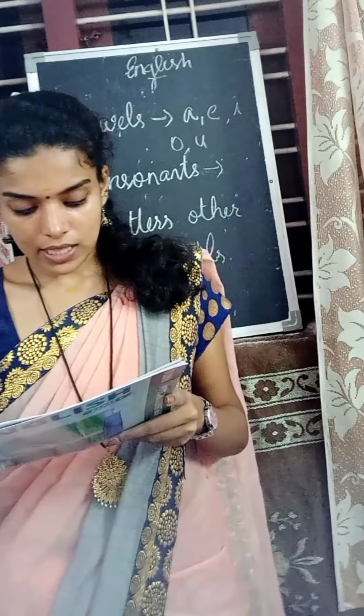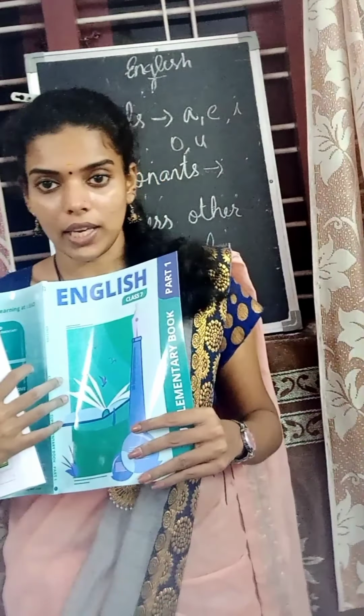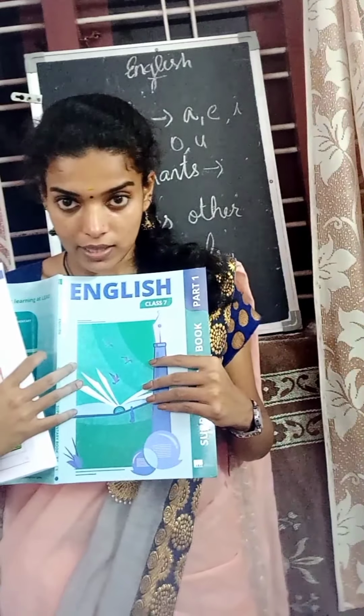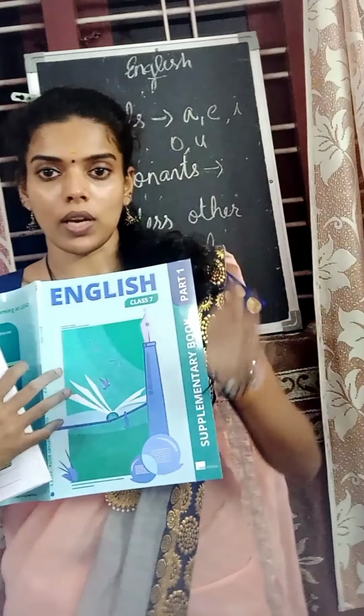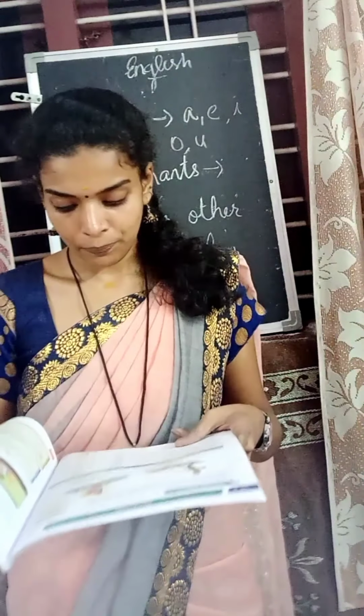Box, boxes. And the third rule: if a noun ends with the letter Y after a consonant, we replace the Y with IES. If the noun ends with Y, we need to replace the Y and add IES. So family, families; fairy, fairies; cherry, cherries.